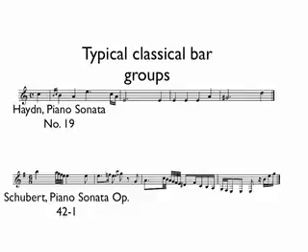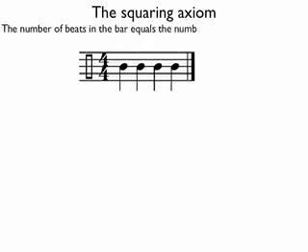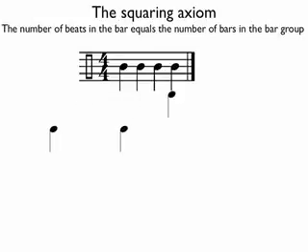Schillinger wasn't the first to make a connection between 2 and its multiples, forming a power series, a series of squares: 2, 4, 8, 16, 32, 64, and so on. But his observations led him to speculate about the logical consequences of using power series in music. And so we come to what could be called the squaring axiom, and that is: the number of beats in the bar equals the number of bars in the bar group.